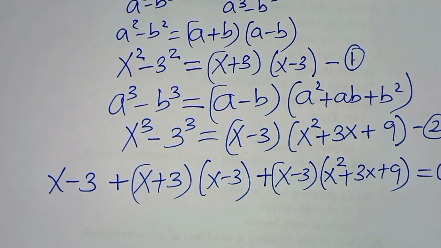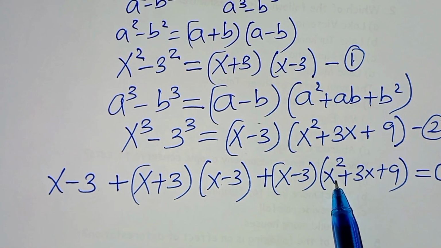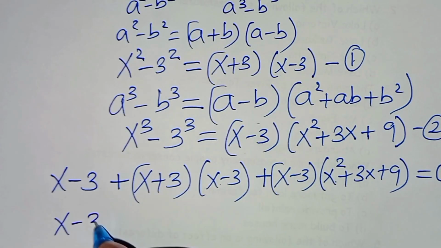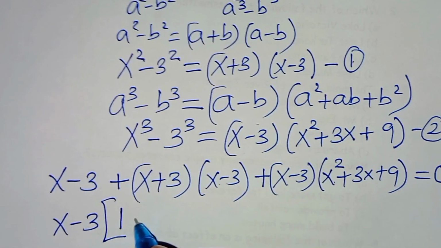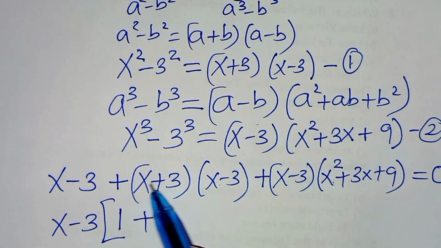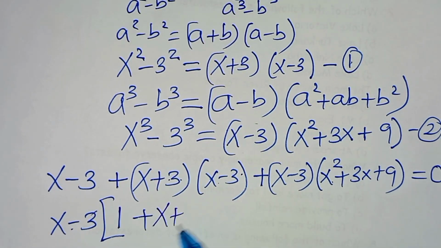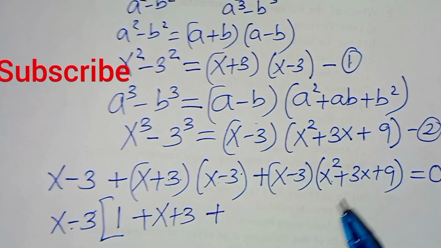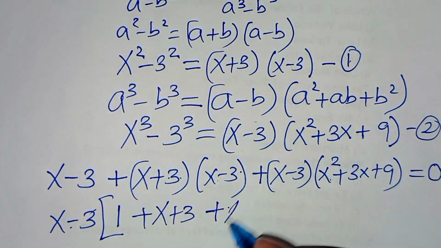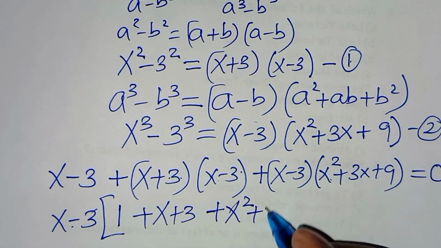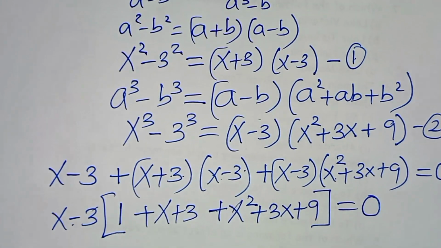The next step here, you realize that x minus 3 is common in the 3 parts. So let's factor out x minus 3. So that now in the bracket here, we'll have 1, and then here we have x plus 3 times x minus 3 divided by x minus 3, we'll have x plus 3. Plus now here, x minus 3 simplifies, so that we'll have x squared plus 3x plus 9. This is equal to 0.